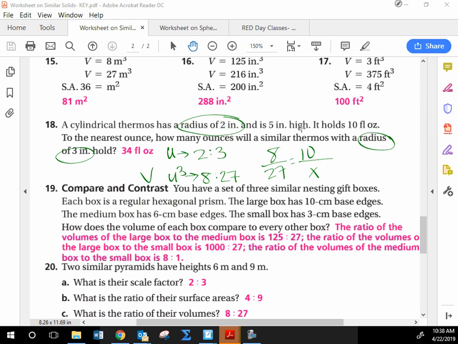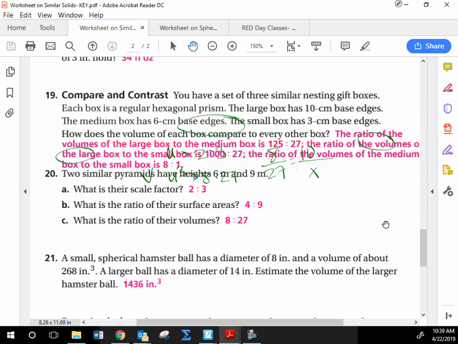I don't know. Might be a little wonky. Alright, do we have other questions on 16, 18, or 20? 20 is 2 to 3, 4 to 9, 8 to 20. Here, I'll move it up for you.